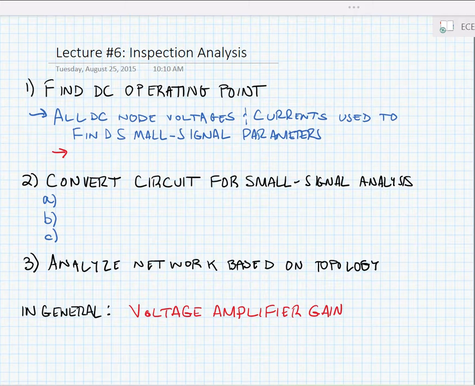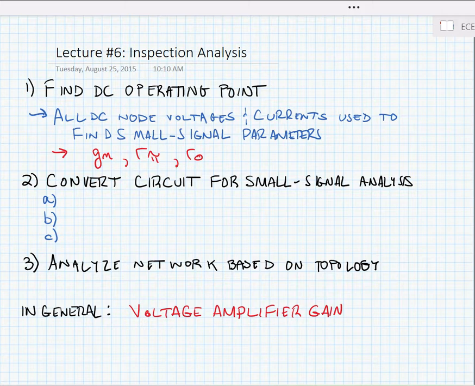We're going to find all DC node voltages and currents, and these are going to be used to find the small signal parameters that we're going to use to calculate the gain. But note, we're not going to actually use the small signal model. We're just going to use the parameters. We know that the parameters that we're going to be interested in are going to be things like gm, r pi, and r out, depending upon whether we're looking at a MOS amplifier or a BJT, we might not have the r pi.